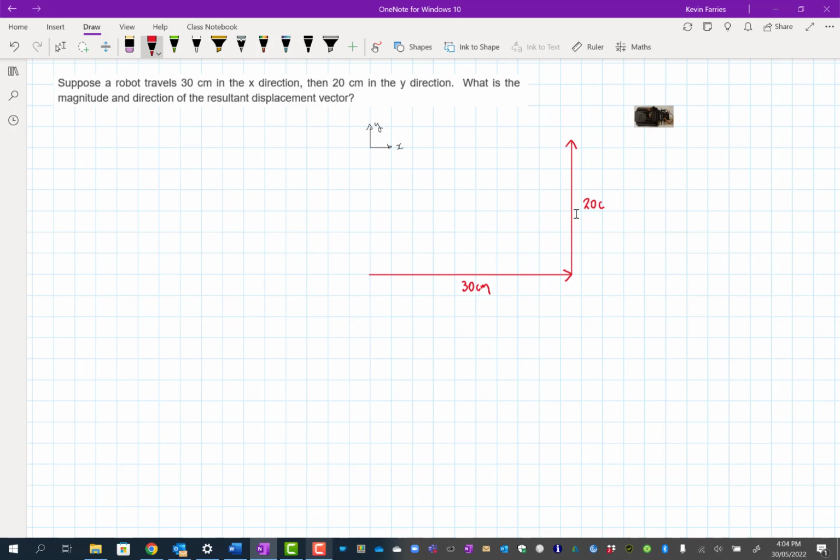So displacement is a vector. Distance is the magnitude of a displacement vector, so it's what you call a scalar. It doesn't really have a direction. So the magnitude is a distance: 30 centimeters and 20 centimeters.